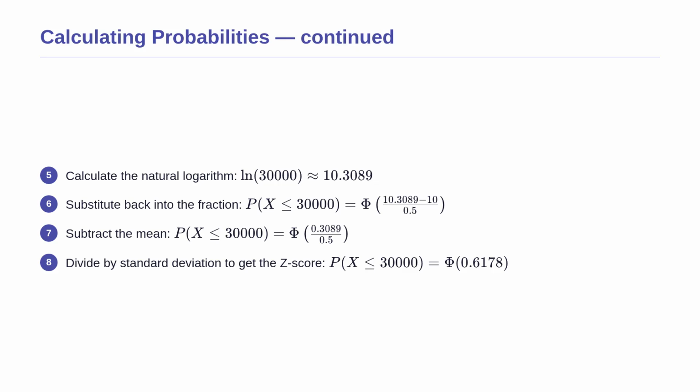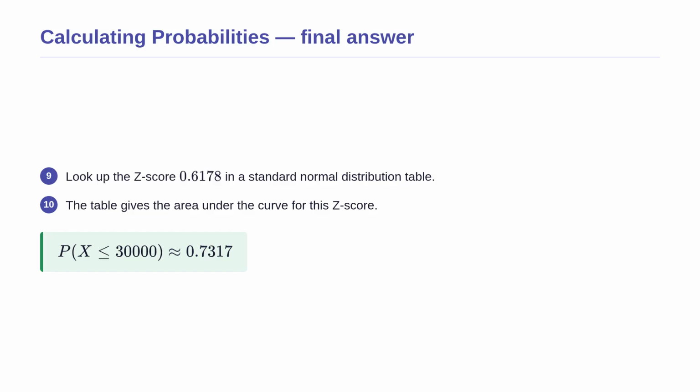Continuing our calculation, we first find the natural logarithm of 30,000 using a calculator, which is approximately 10.3089. Next, we subtract the underlying mean of 10 from this logarithmic value, leaving 0.3089 in the numerator. We then divide this result by the standard deviation of 0.5. This division scales our value correctly, giving us a final standard normal z-score of exactly 0.6178. Our calculated z-score tells us exactly how many standard deviations our target value is from the mean.